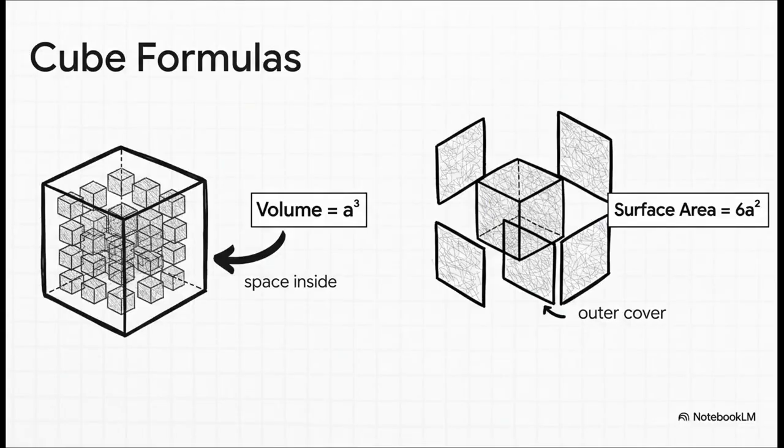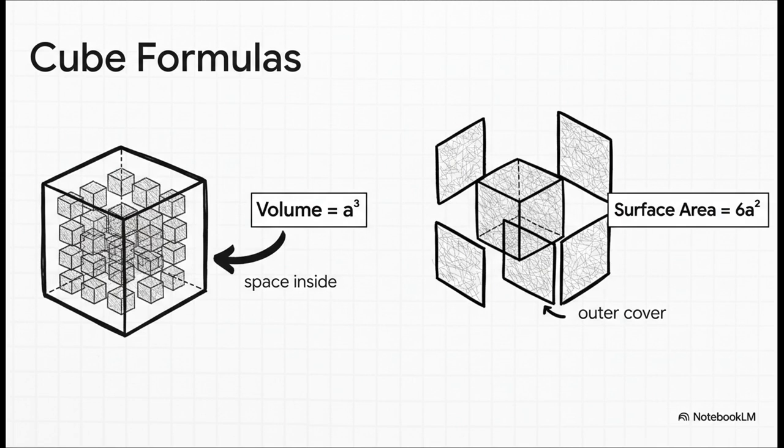Okay, let's talk formulas. These are your power tools for the cube. First, volume. That's just the side, which we'll call A, cubed, so A to the power of 3. This tells you how much stuff you can fit inside it. Then we have total surface area, or TSA. That's 6 times A squared.